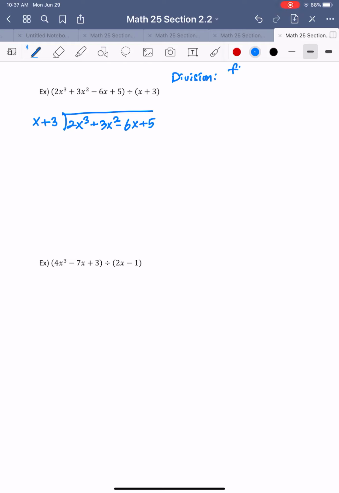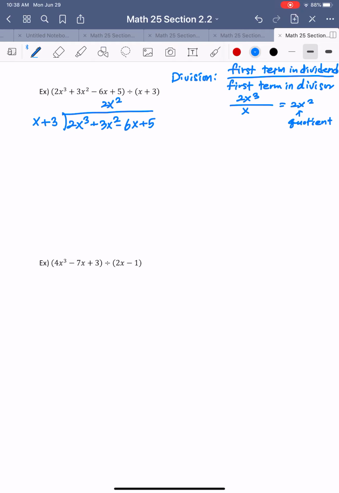So I do the division, which means I use the first term in the dividend divided by the first term in the divisor, always. Here I have 2x cubed divided by x, which is 2x squared. Since we are doing the division, this becomes the quotient, and the quotient is always placed on top of the line. So I put the 2x squared here, matching the degree, 2 here and 2 here.